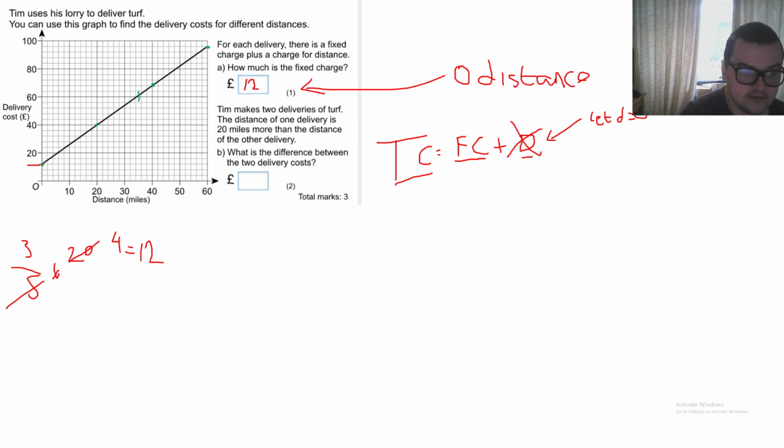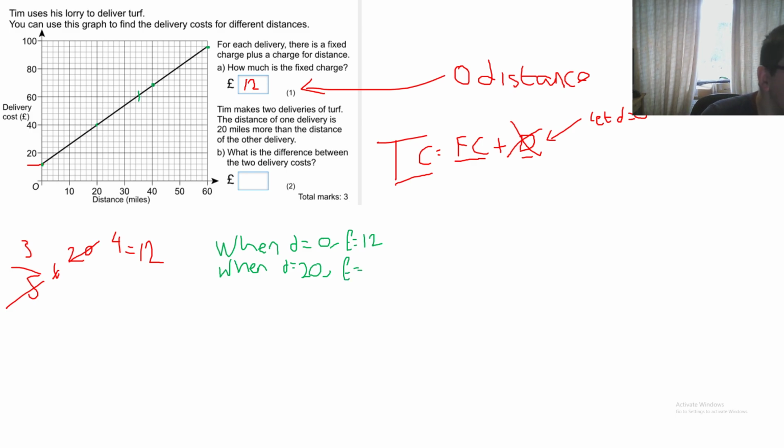So when the distance equals 0, the delivery cost is £12. When d equals 20, the delivery cost equals, now let's have a look at 20, 40. Right, a lovely place, 40. The question says what is the difference between the 2 costs. So let's just do subtraction.